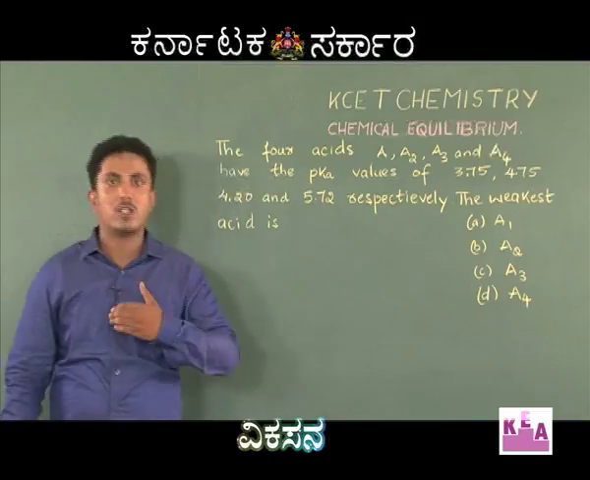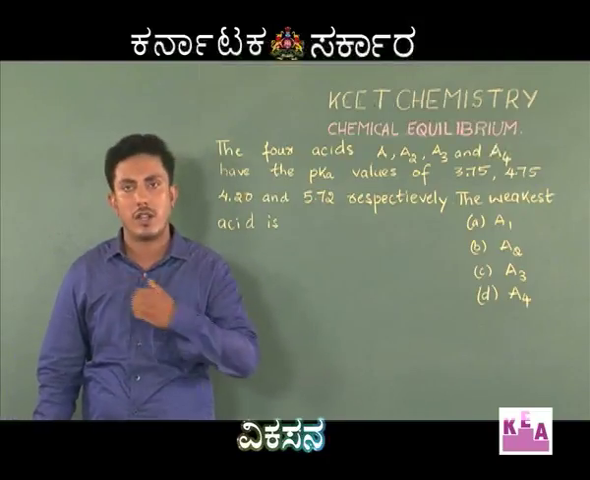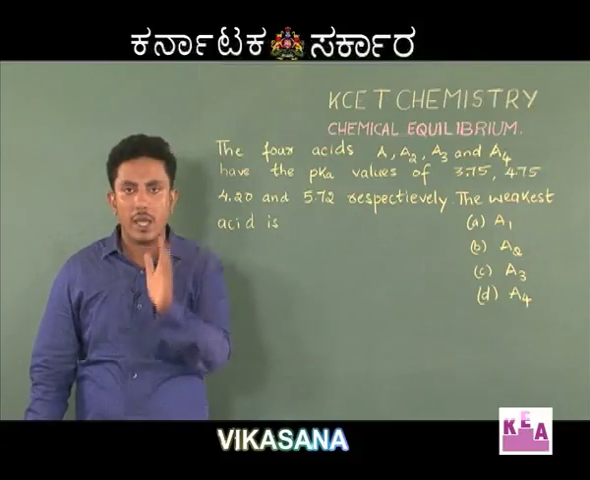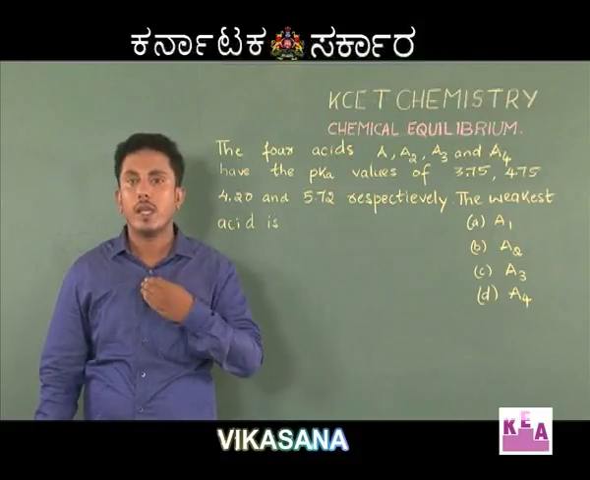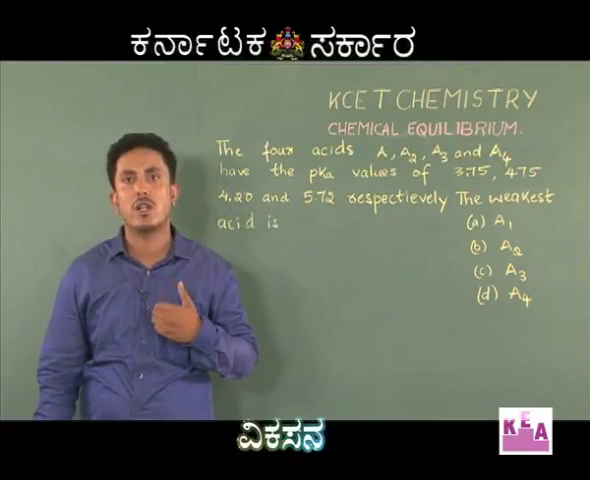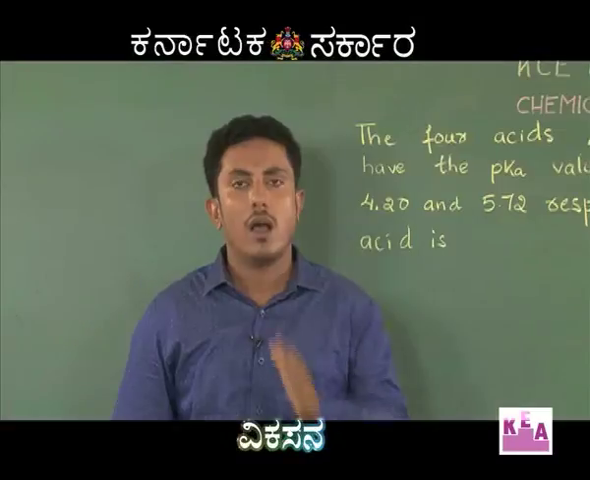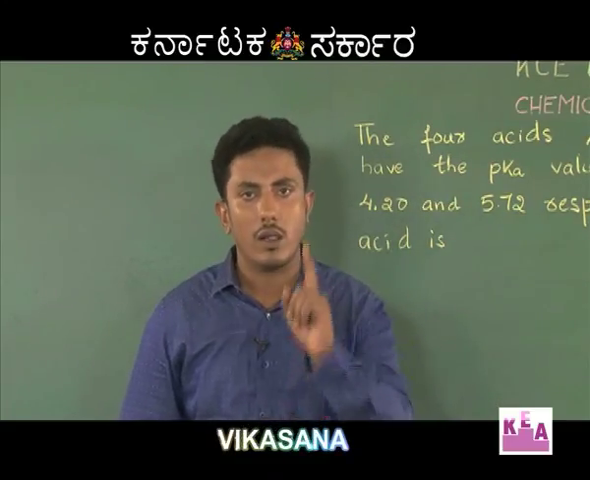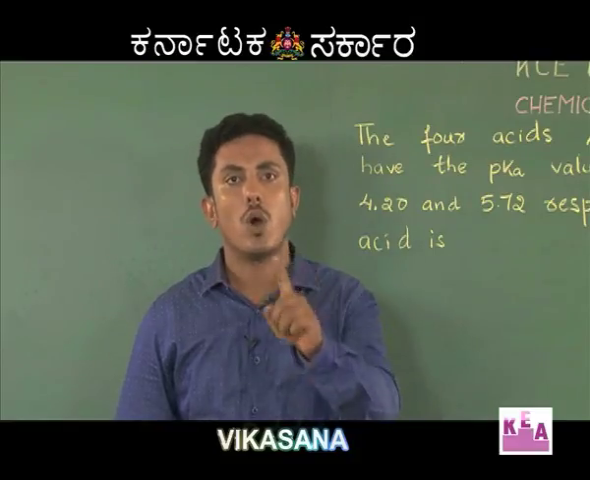Students, I will tell you the relation between pKa and the strength of the acid, and then we will try to solve the problem. Before discussing pKa, I will tell you what is Ka. Ka is the dissociation constant of an acid, and it gives you information regarding the strength of an acid. Larger the value of Ka, stronger is the acid. Students, I repeat, larger the value of Ka, stronger is the acid.